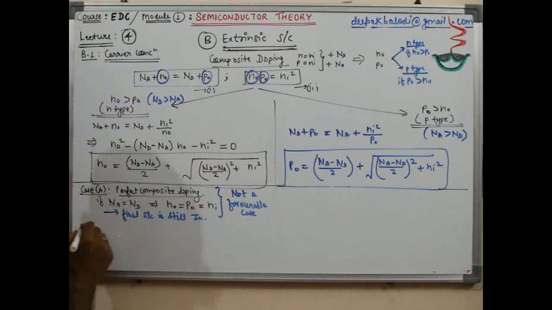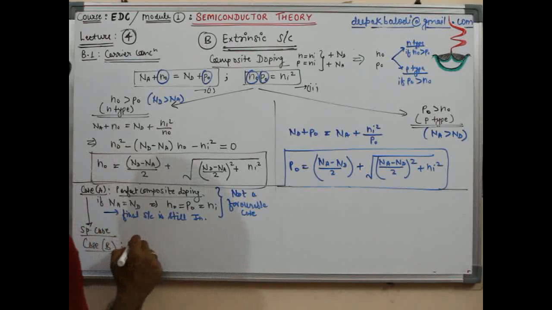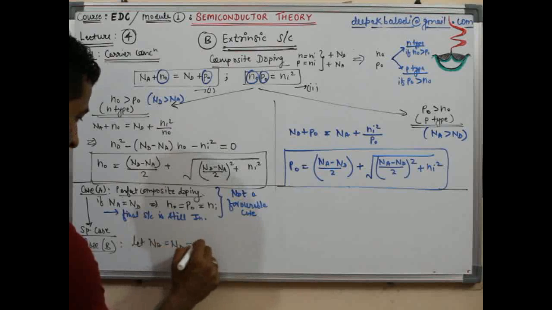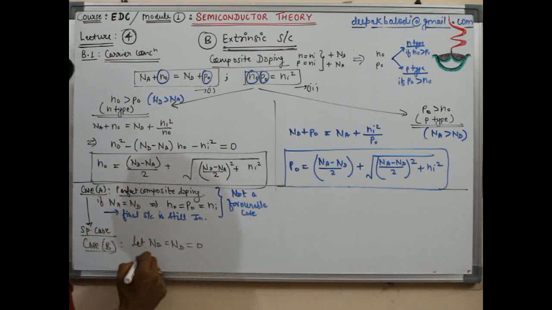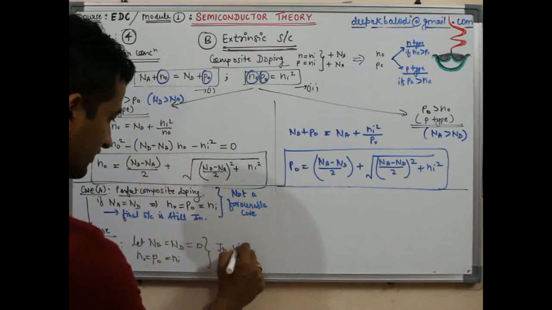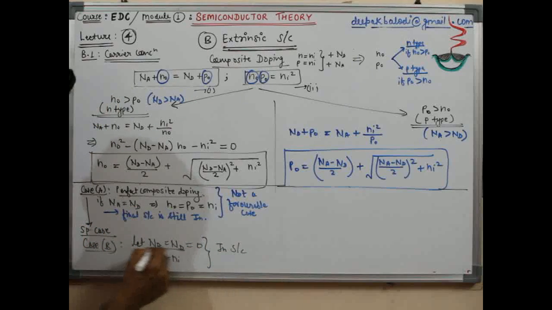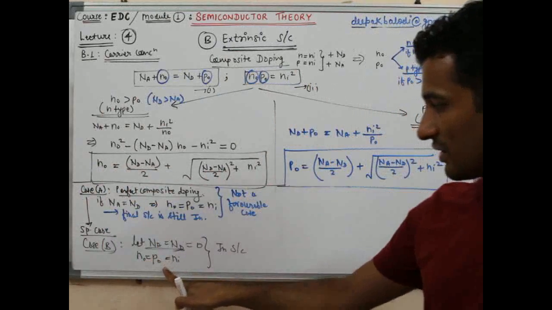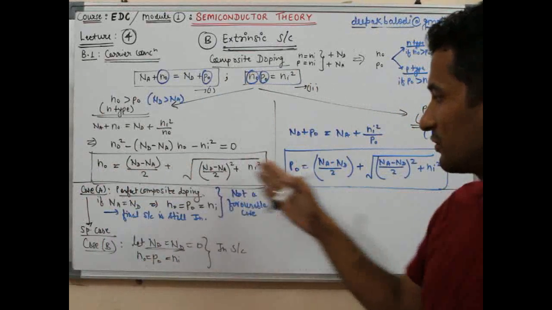The next case we can also understand as a special case of this. Let me call this case B. We are not doping anything, Na and Nd both are 0. Then also both are the same, and then also you will get N is equal to P, N naught is equal to P naught is equal to Ni. So that is still the case of intrinsic. We know that if we are not doping anything, then that case is called intrinsic. So it is confirming our intrinsic case, N naught and P naught both are the same and they are equal to Ni. That also you can keep anywhere.